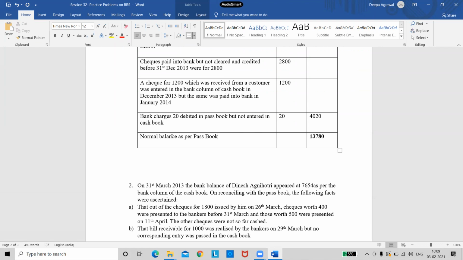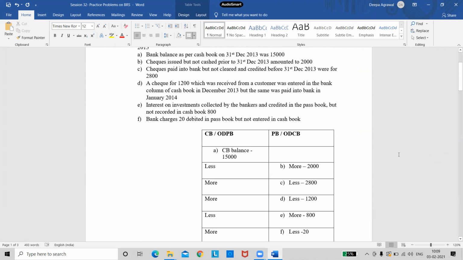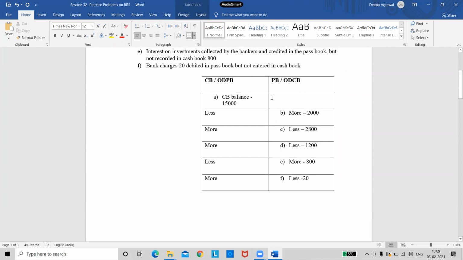Now, ma'am, can you explain once again? Yeah, I'll explain once again. Just wait for a minute. So what we have done, first thing is we do the working notes. In the working notes, you take 2 columns. We have 4 balances: cash book normal balance, cash book overdraft balance, passbook normal balance, passbook overdraft balance. Cash book's normal balance and overdraft as per passbook will show the same balance, so I'm clubbing both of them in one column. Passbook normal balance and OD as per cash book will show the same balance, so I'm clubbing both of them in one.